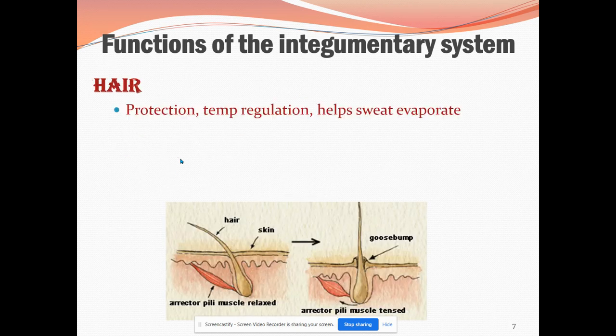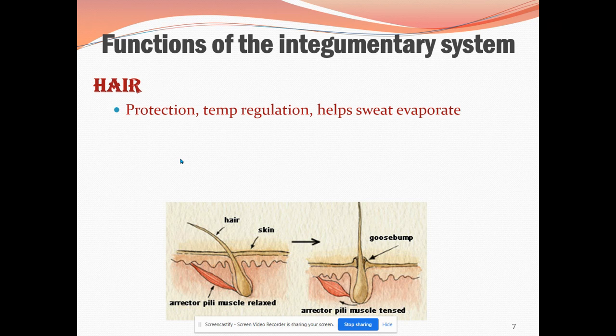Hair is so complex and way more important than we give it credit for. It's not just to make us look cute. So protection, especially like eyelashes and eyebrows and nasal hair and things like that, help to protect us. Temperature regulation. If you've ever seen a cat get scared and how the hair stands up on end, hair stands up not only when you're scared to make you look bigger. That's what cats are doing.